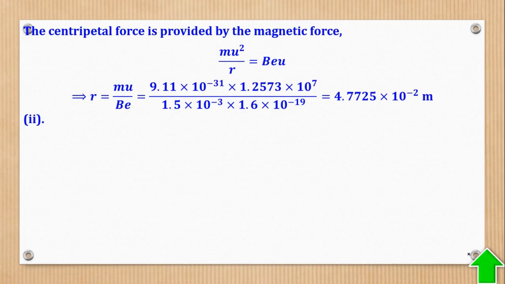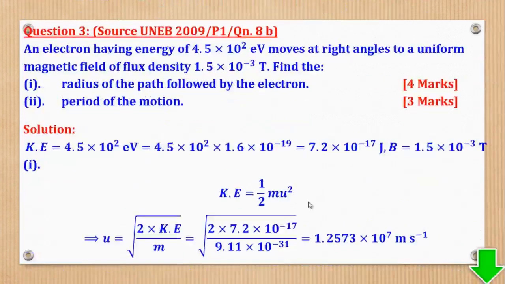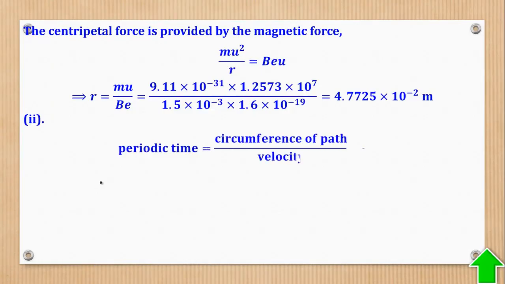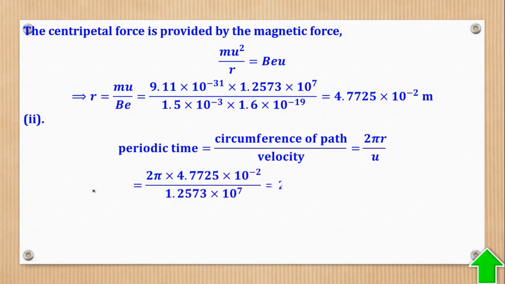Then for Roman 2, they want the period of the motion. So period is equal to circumference over velocity. Circumference is 2 pi r, and velocity was this, which you had already got. So 2 pi, then radius, which is here, divided by the velocity to give you that as the period they wanted.